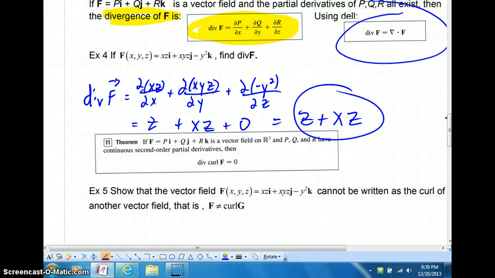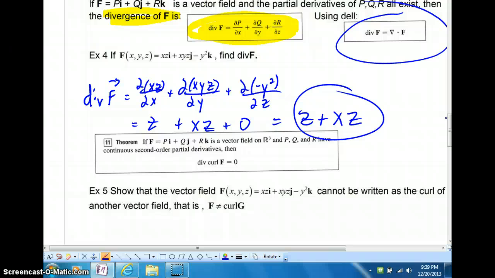Here's another theorem. Theorem 11 says if you have a vector field and P, Q, and R have continuous second-order partial derivatives, then the divergence of the curl of that vector, when you use these two operations in succession, would be 0. Now again, I'm not going to prove this for the sake of time. It can be proved relatively quickly with Fubini's theorem, and it's not a super difficult proof, but the divergence of that curl would be 0.